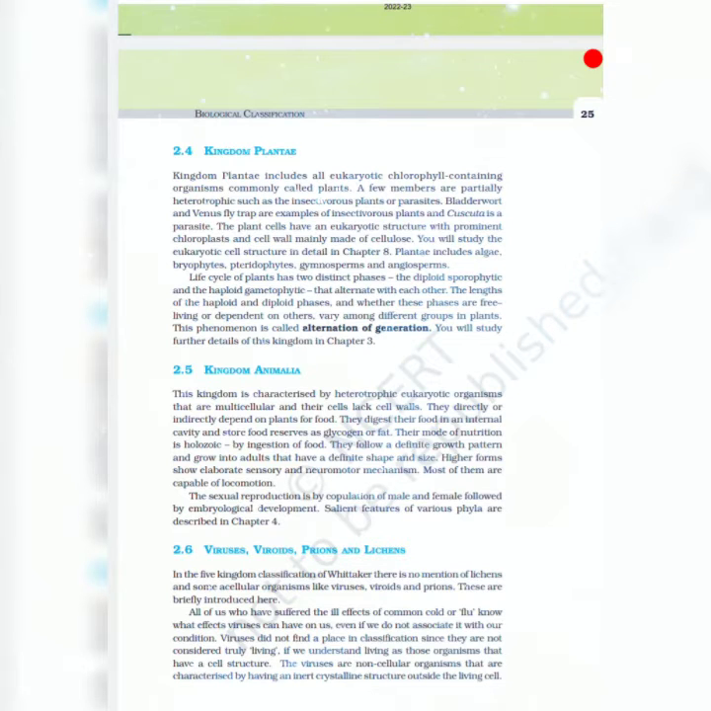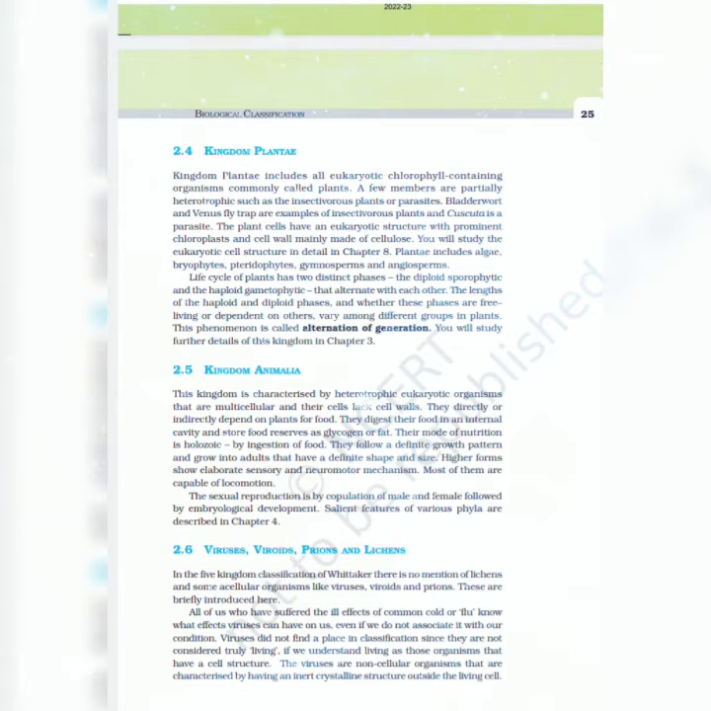They follow a definite growth pattern and grow into adults that have a definite shape and size. Higher forms show elaborate sensory and neuromotor mechanisms. Most of them are capable of locomotion. Sexual reproduction is by copulation of male and female, followed by embryological development. Salient features of various phyla are described in Chapter 4.